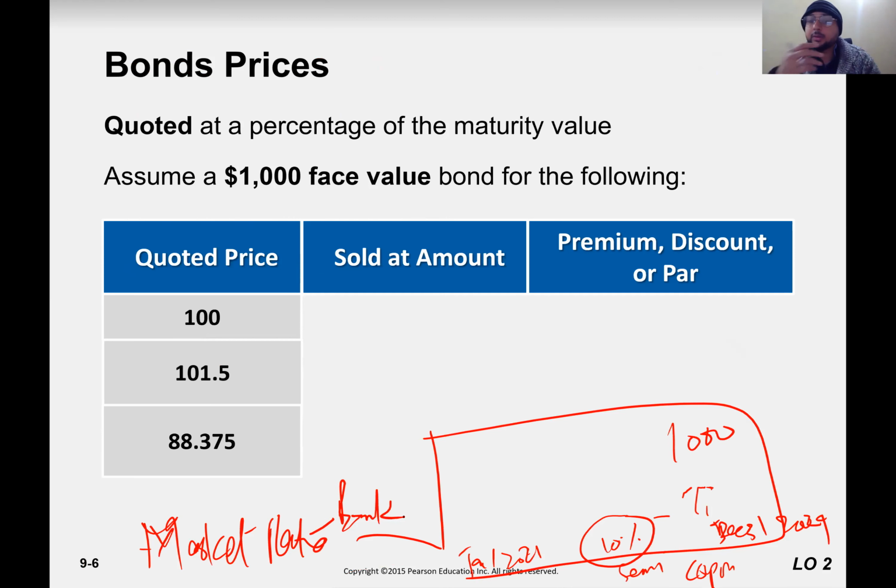When a company issues a bond, say for 3 years, the company promises that over those 3 years they are going to pay you 10% semi-annually, right?